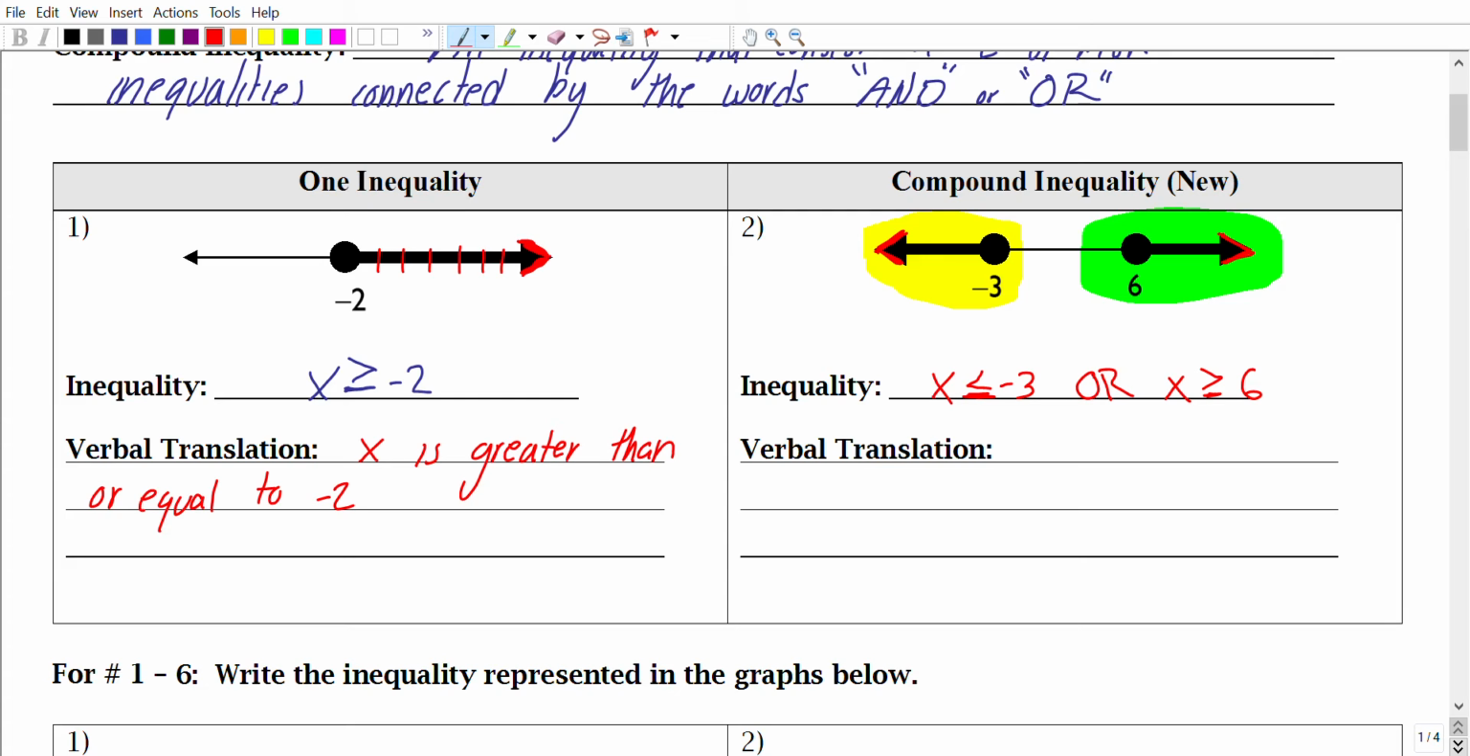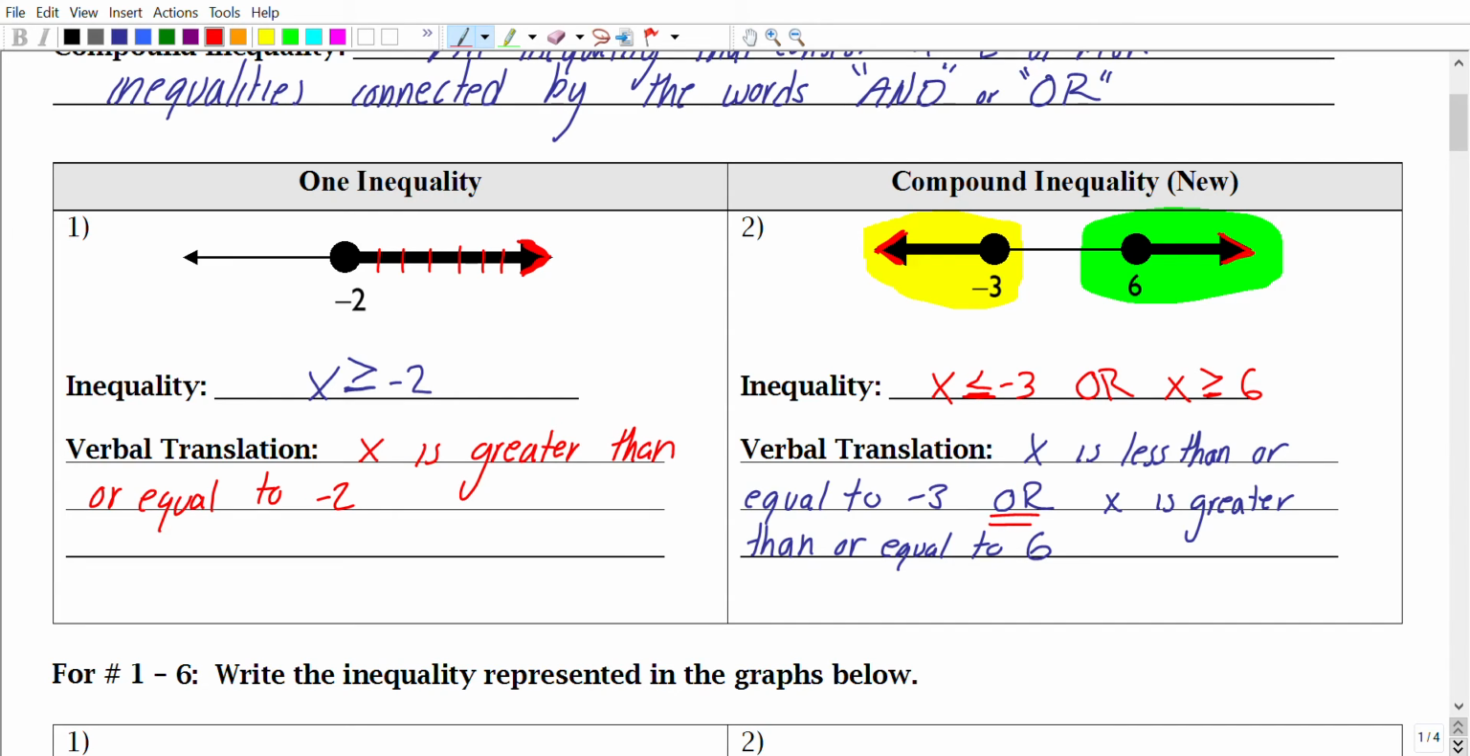So let's see. We have a compound inequality now. Let's see if we can translate that verbally. So we have that x is less than or equal to -3, or x is greater than or equal to 6. Okay, now this was the key word here, guys.